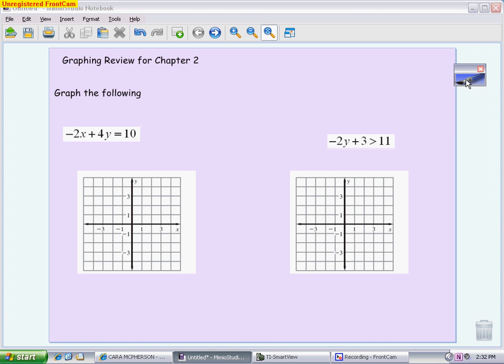So what you have to think about is, is it a basic line? Is it an inequality where I have to shade? Is it piecewise? Is it absolute value? Just thinking of all the different graphs that we've done throughout the course of the chapter. So we're going to work through that. We're going to look at 6 different graphs so you have a good sampling of what we've done.